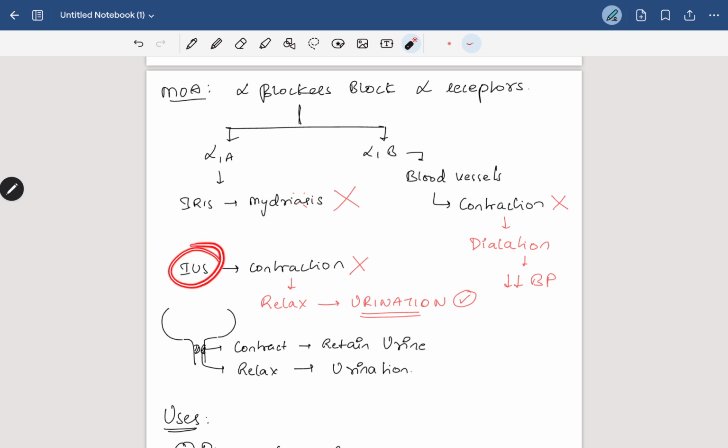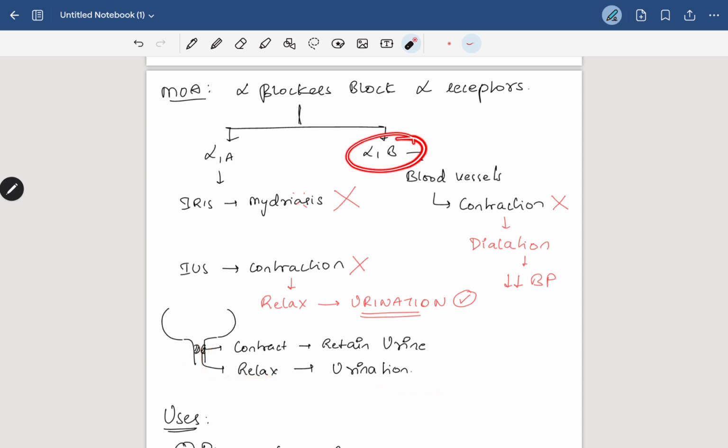It is present on the IUS, right? It is present on the internal urethral sphincter. Its normal function was contraction, but now contraction will not take place because we have added alpha blockers. Instead, relaxation will take place, and there will be urination occurring. See, if this is your IUS and the internal urethral sphincter contracts, what will happen? This will get blocked. Therefore, there will be urinary retention. Now, if it relaxes, it just moves far away. So therefore, there will be urination taking place.